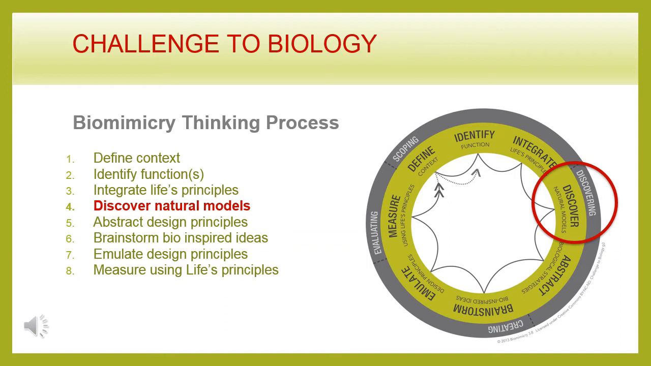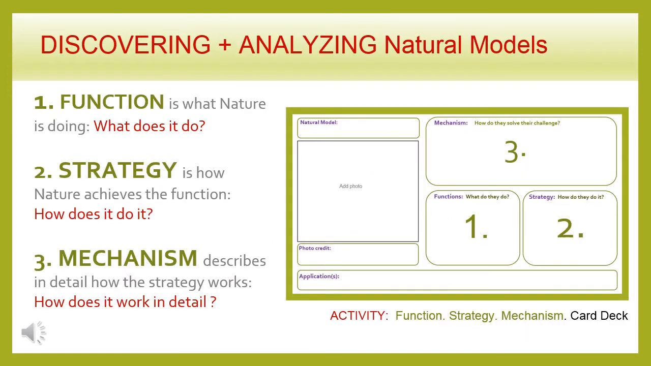Once we've discovered our biological models, we need to identify the function, strategy, and mechanism. Understanding these three terms is essential to the process of biomimicry thinking because they are at the core of how we emulate nature in our biomimicry design. For this process, we introduce you to the steps required to analyze natural models in the discovery phase.